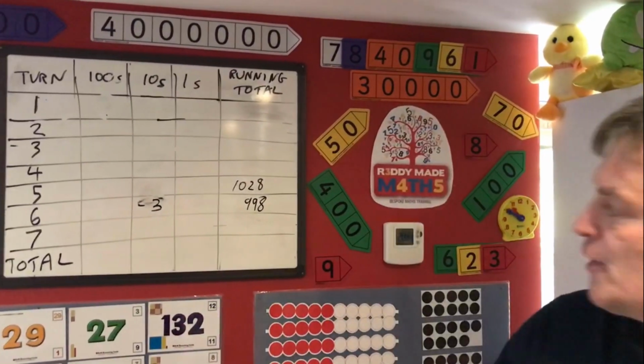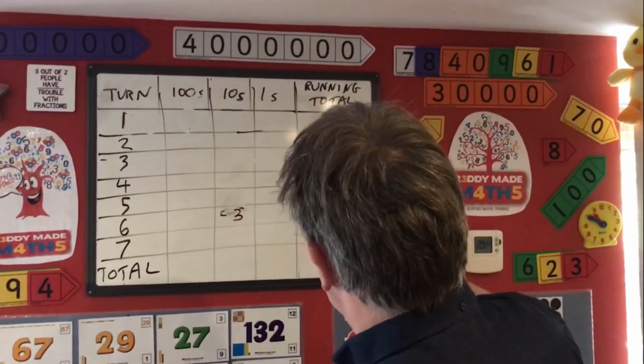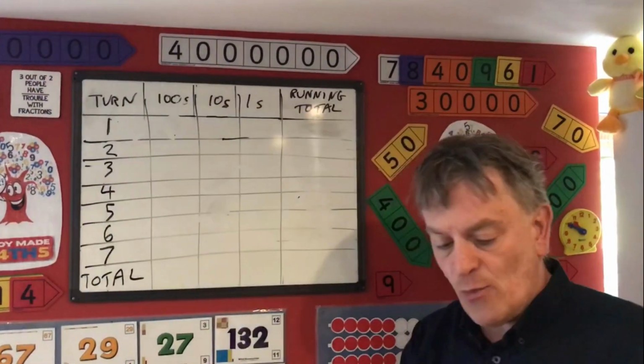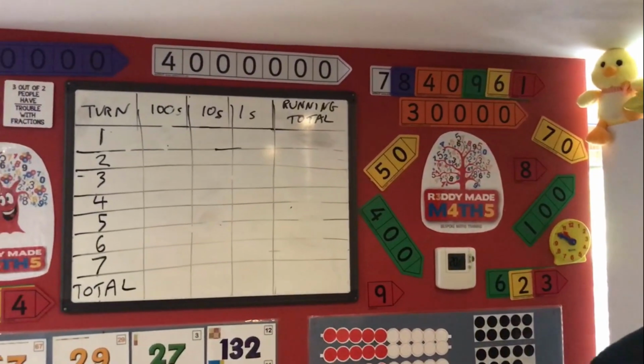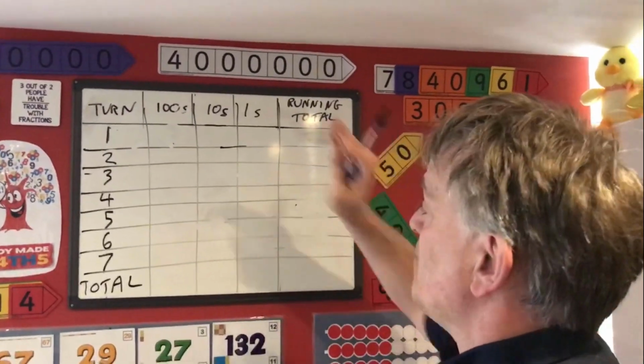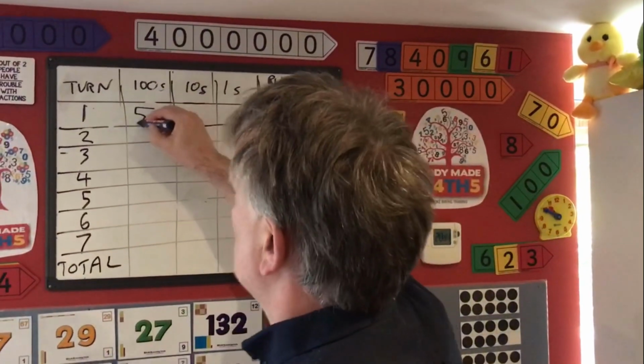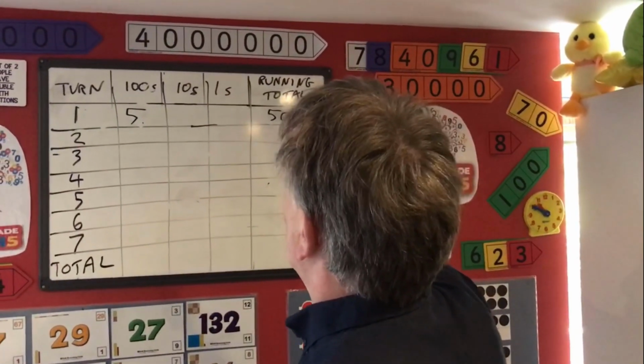So what I'm going to do is I'm going to clear the board now. I'm going to roll the dice 7 times, and we are allowed to include negative numbers in there as well. So my first roll is a 5. Now a 5, I can make it 500, 50 or 5. I think I will just go into the hundreds to begin with and give myself a running total of 500.